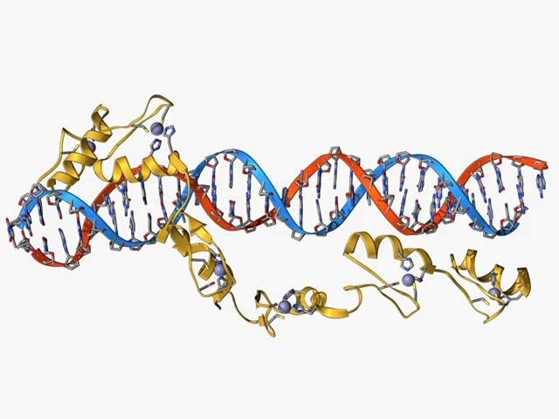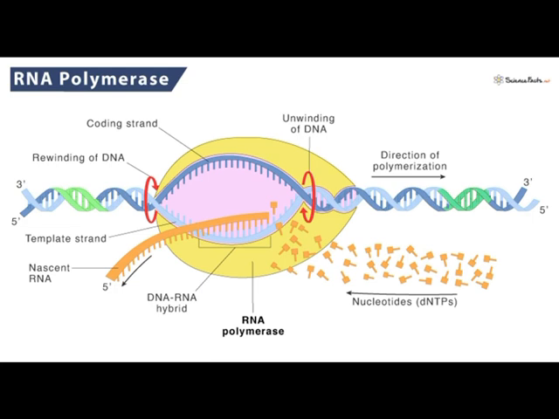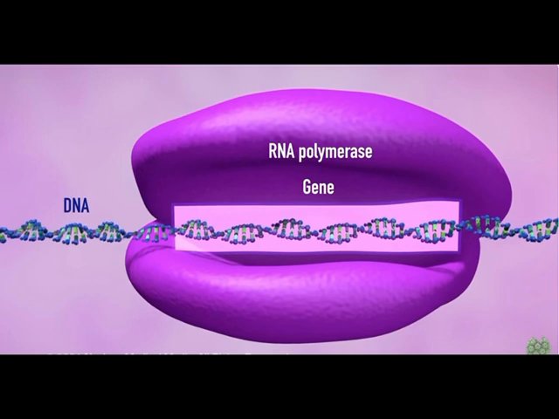Let's get into the actual process of transcription. First, an enzyme, and if you don't know, an enzyme acts as a biological catalyst. Specifically, the RNA polymerase attaches to a specific section of the DNA called the promoter to begin transcription.